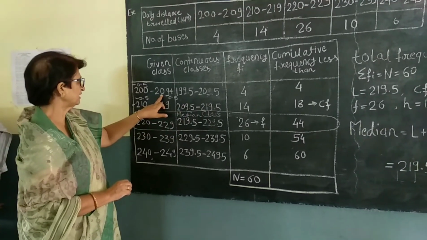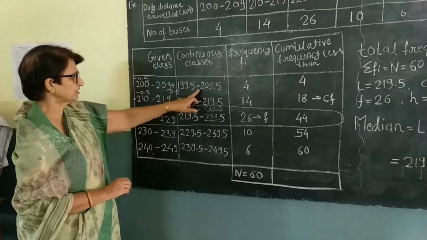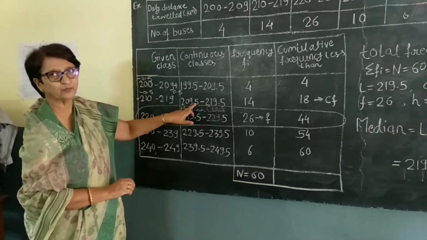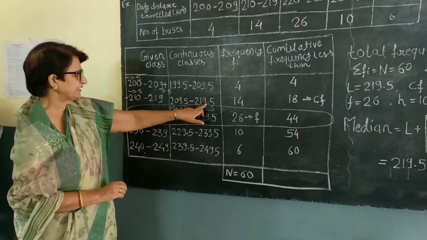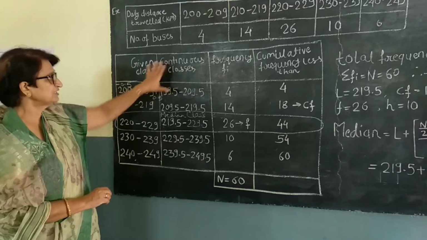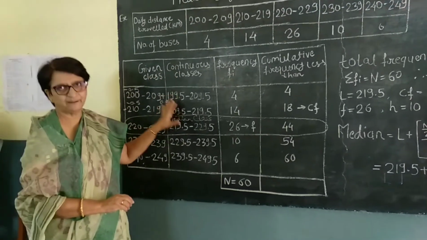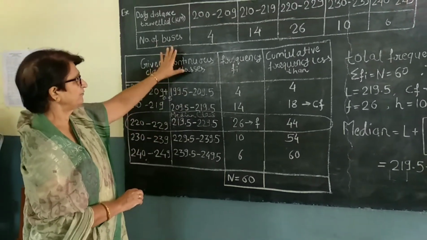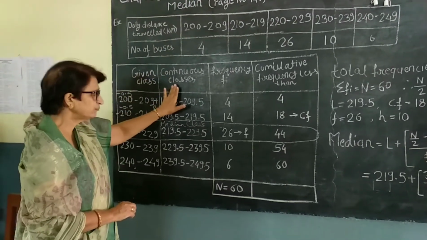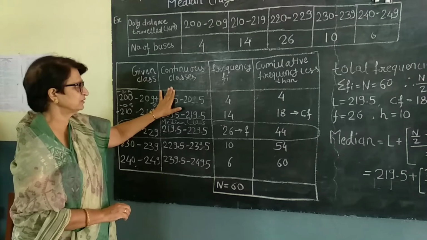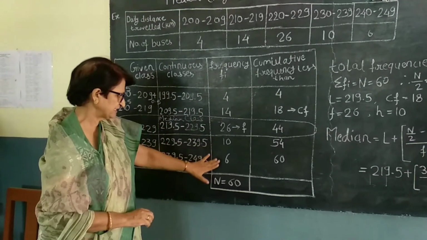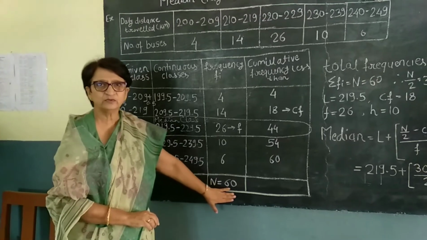Here it was 209, 210, but now it is 209.5, and this is also 209.5. This is 219.5, this is 219.5. So this is the extra step in this sum. Have you understood? Here it is not continuous, we have to make one more column to make it continuous. Again this data is given: 4, 14, 26, 10, 6 and n is equal to 60.